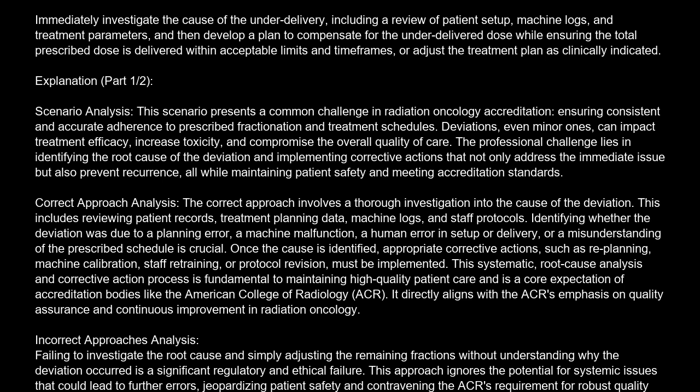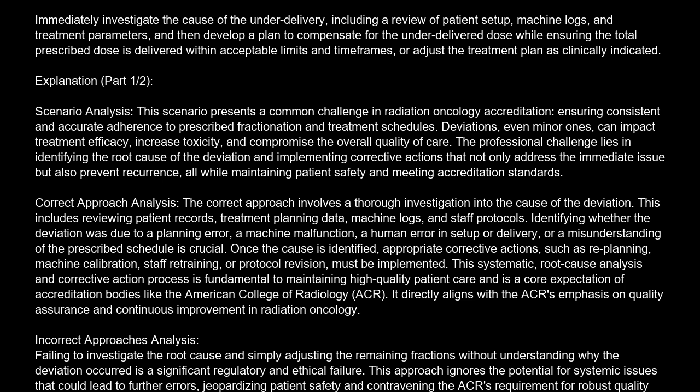Correct approach analysis. The correct approach involves a thorough investigation into the cause of the deviation. This includes reviewing patient records, treatment planning data, machine logs, and staff protocols. Identifying whether the deviation was due to a planning error, a machine malfunction, a human error in setup or delivery, or a misunderstanding of the prescribed schedule is crucial.